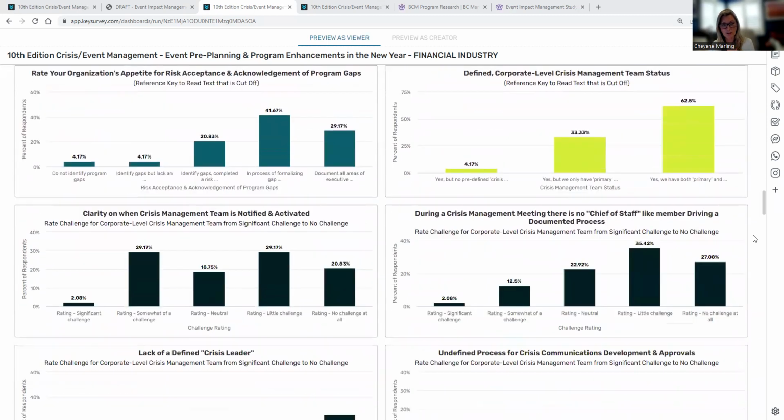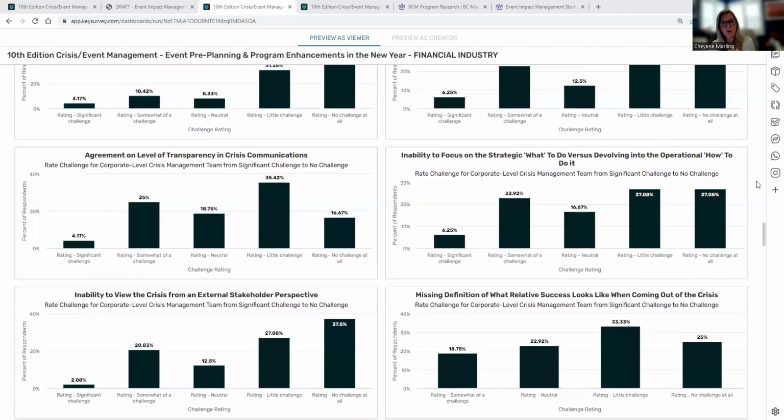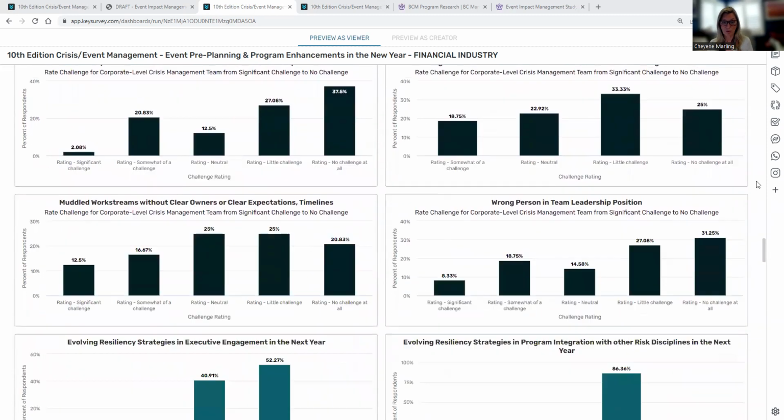The other piece I also want to focus on is there is a rating on some of the aspects of crisis management pre-planning, from the lack of a defined crisis leader to undefined process for crisis communication plan and approvals. So again, a great way to compare your crisis management pre-planning efforts to your peer group.